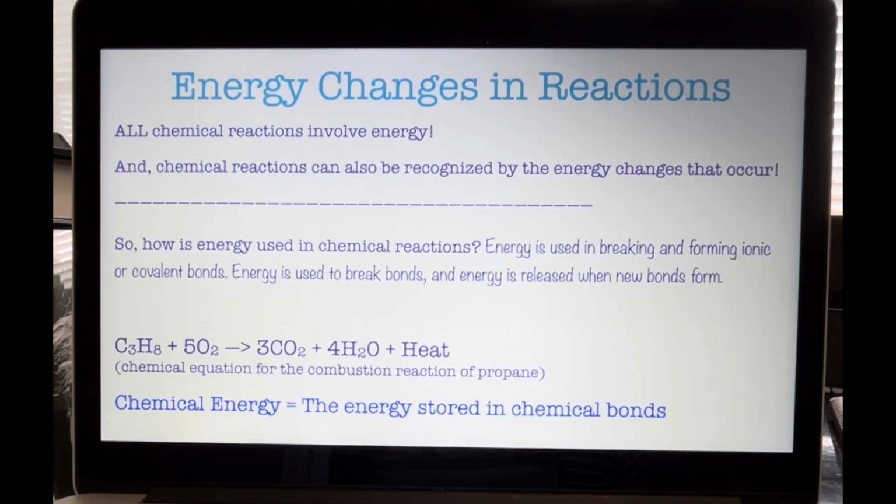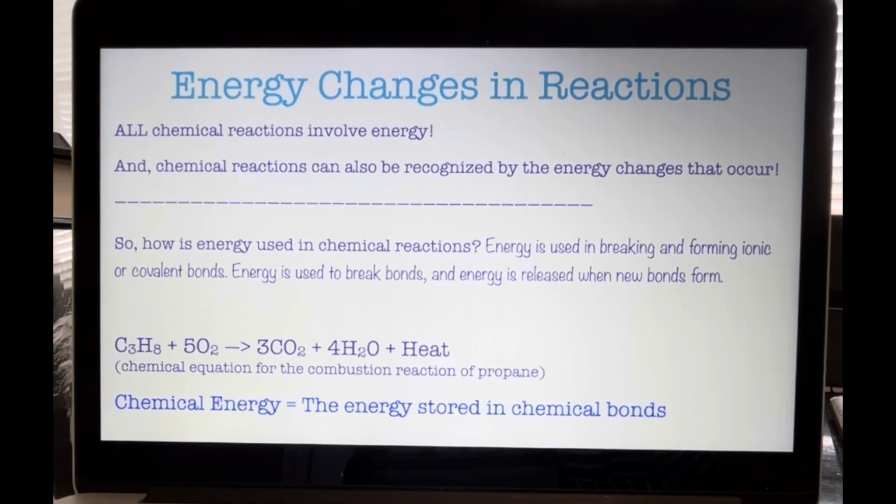Just as we classified chemical reactions by the type of reactants and products, guess what? Chemical reactions can also be recognized by the energy changes that occur. So, how is energy used in chemical reactions? The answer is in breaking and forming ionic or covalent bonds. Energy is used to break bonds, and energy is released when new bonds form.